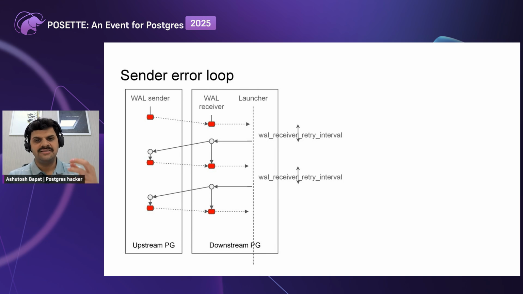The origin side loop looks slightly different, where the WAL sender encounters an error and quits itself, the WAL receiver senses it and quits itself, the WAL launcher then senses it, waits for the interval, and then restarts the WAL receiver, which in turn connects to the origin, which starts the WAL sender, and the replication resumes. If the problem which the WAL sender encountered was temporary, then it will recover from it. If not, then human intervention will be required.